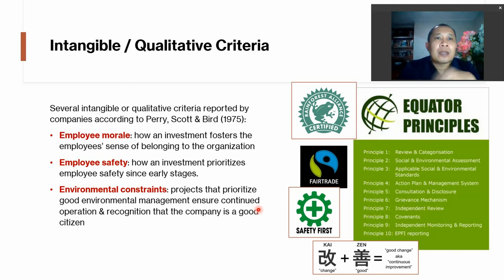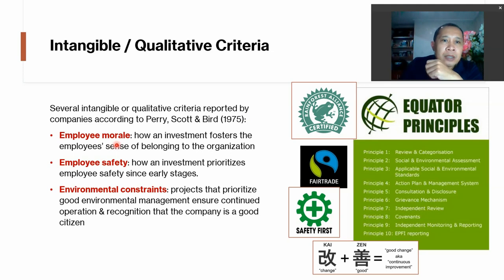So let us take a look at a number of intangible or qualitative criteria, and these were actually proposed by the authors Perry, Scott, and Bird, a long time ago in 1975. They did surveys of a large number of Fortune 500 companies about what factors they deem important alongside the quantitative profitability indicators when deciding whether to go or not with the project.